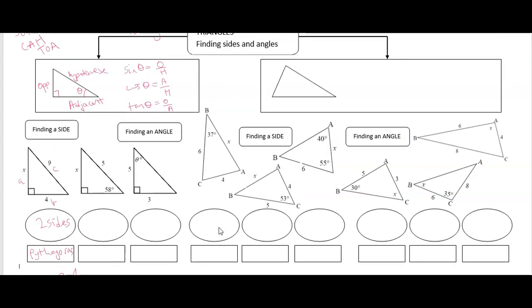So for this next example, we've got a side here. Our unknown side is x, and we've got an angle. So we've got one side and one angle.